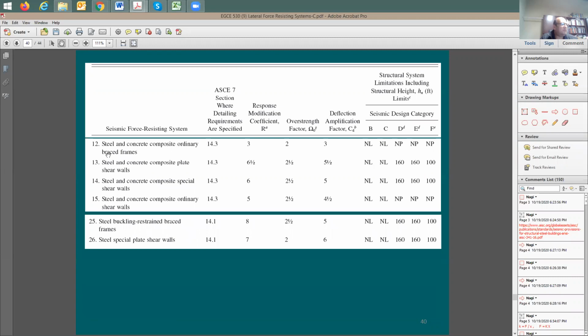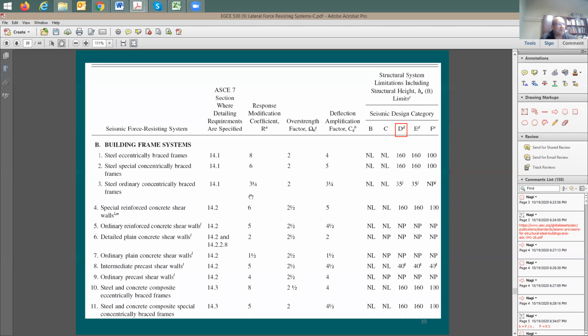Steel and concrete composite ordinary brace frame, this is new systems, and it's taken 3. Steel composite plate shear wall, we're not going to be doing it. So I care more about the brace frame, concentric, eccentric, and the moment frame. So, okay, now I understand where the arcs can be coming from.